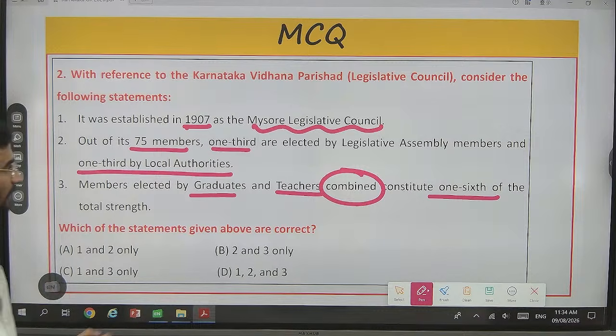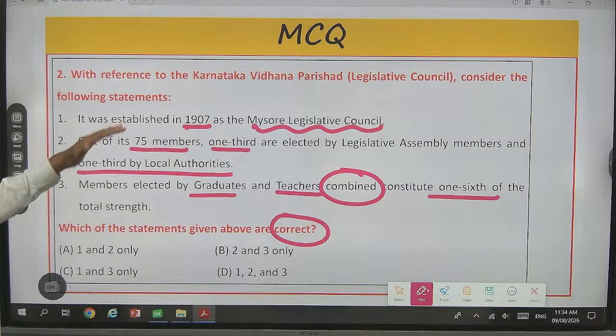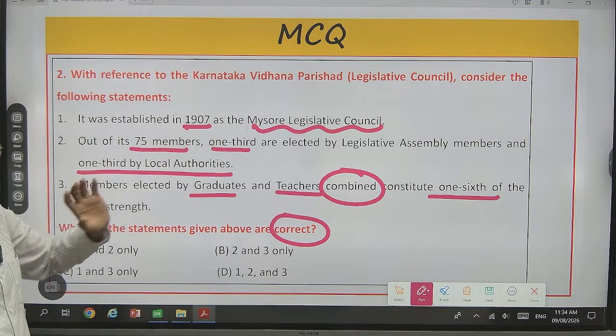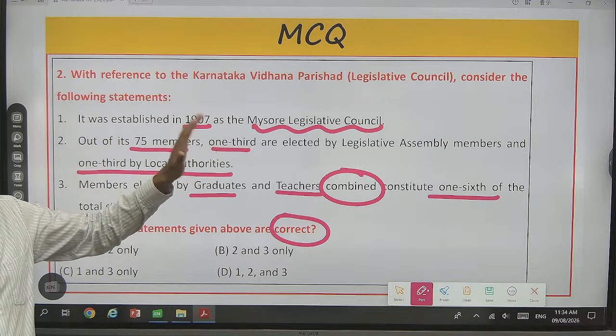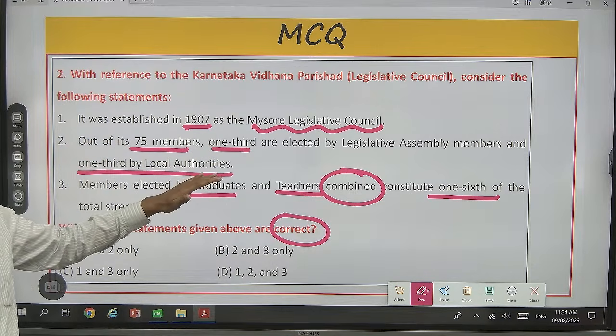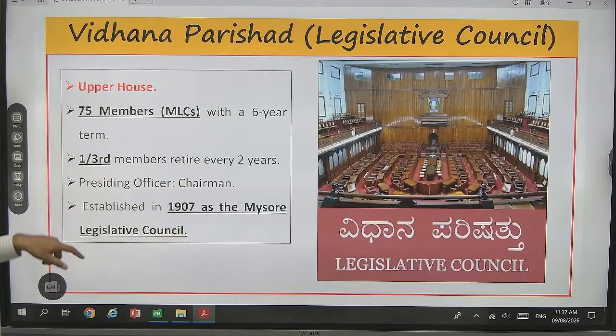Okay, ಆಯ್ತು. Which of the following is correct? It is ನೆನ್ಪಿಟ್ಕೊಳ್ಳಿ ಅನ್ಸದಿ 1907 Mysore Legislative Council. Second one, out of it is 75. 1/3 are elected by legislative, 1/3 are by the local authorities. ಹಂಗೆ ನೋಡಿ. It is now the question here is this.